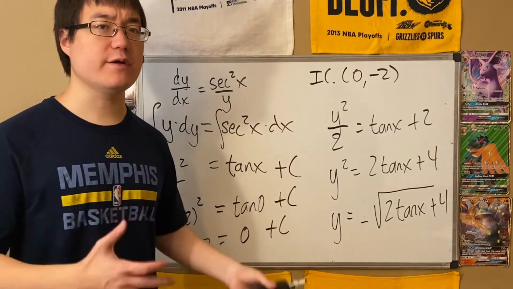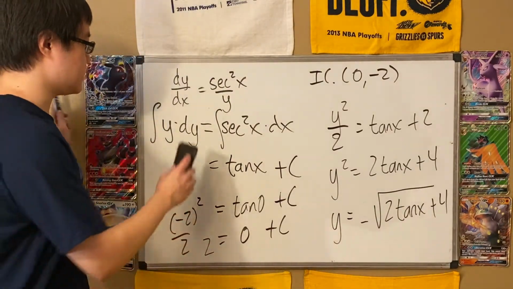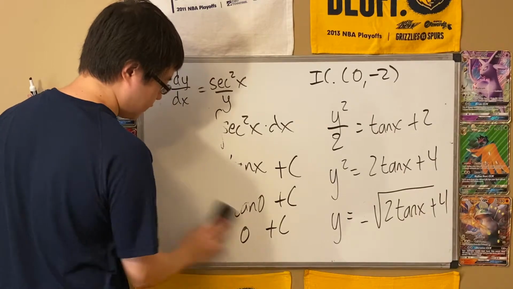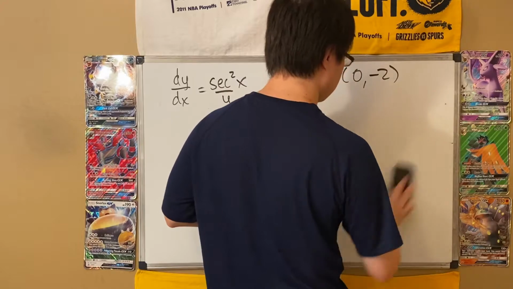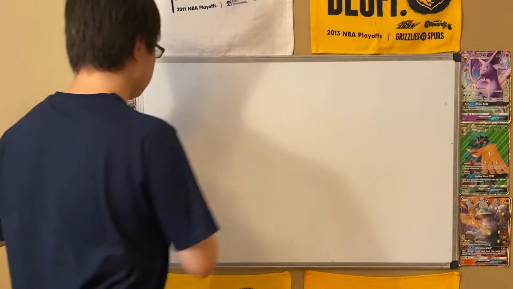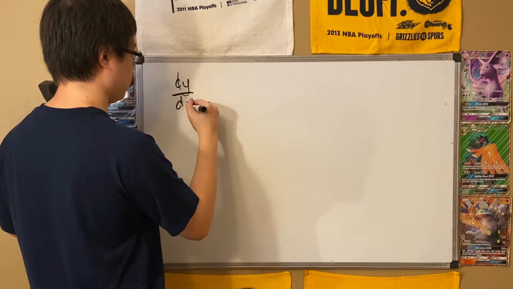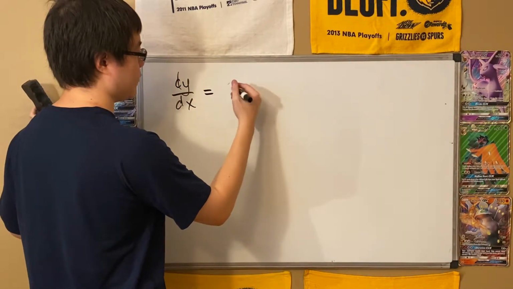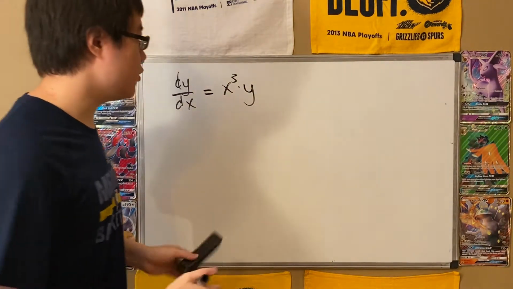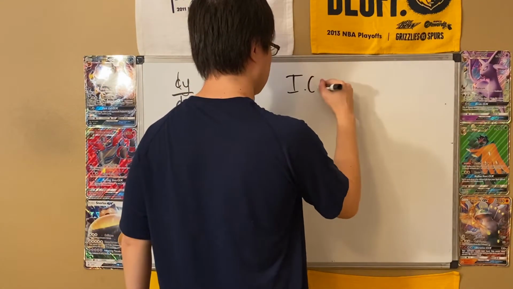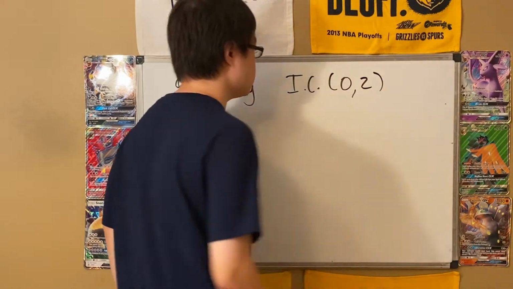So now let's do the famous ln of y case, because this does occur maybe 50% of the time. So let me erase this. So the ln of y case. So let's say we have dy dx, like our normal question, equals, let's say we have x cubed times y, and then we're going to have the initial point 0, 2. So this is my next question.